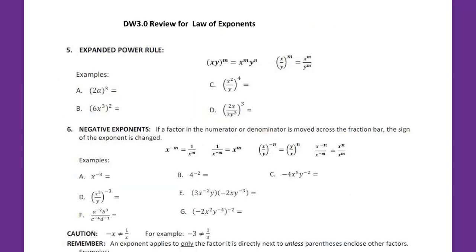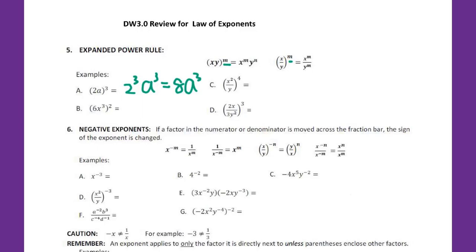For number 5, the expanded power rule means for each base you have to do the mth power. For x over y to the mth power, you have to do x to the mth power over y to the mth power. For example, a squared, you have to do the 3rd power, then a to the 3rd power.